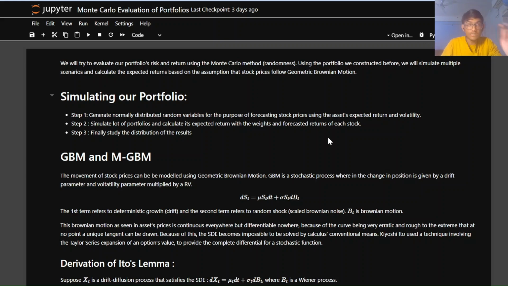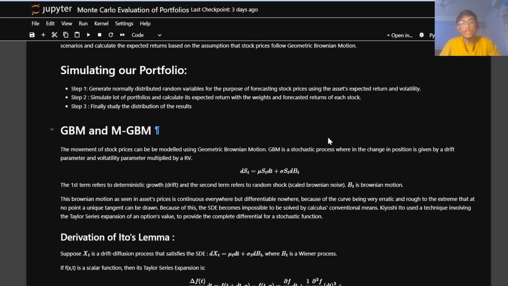Now this is the whole idea of this video, right? So we try to simulate a lot of different portfolios and calculate its expected return using the weights of the portfolio that we calculated in the previous video and the forecasted returns of each stock that we calculate using GBM. So let's begin.